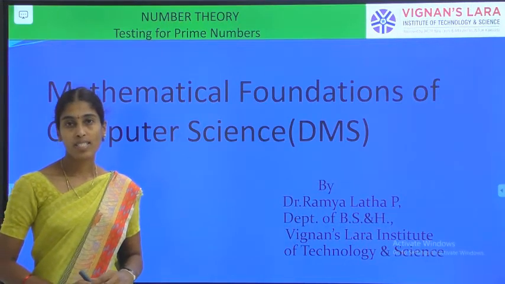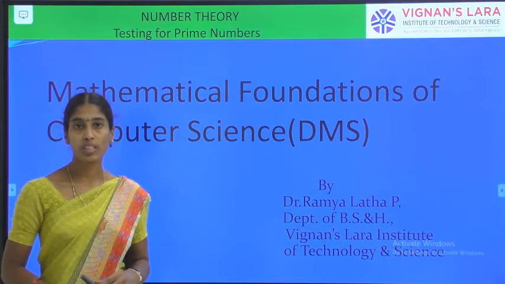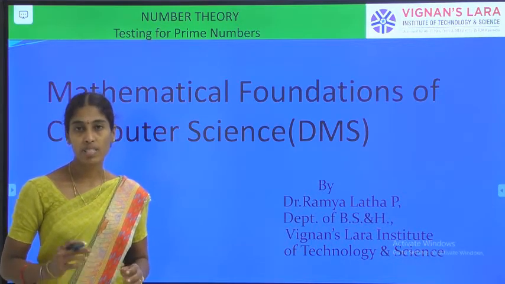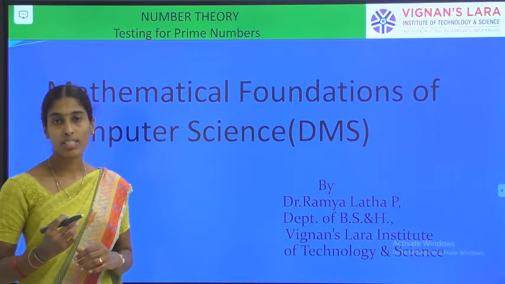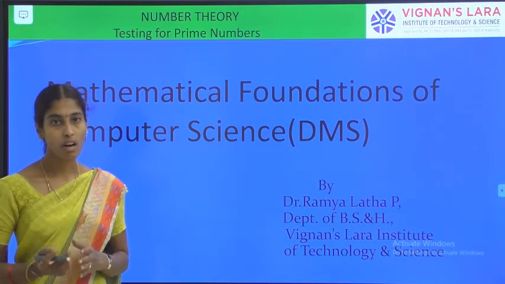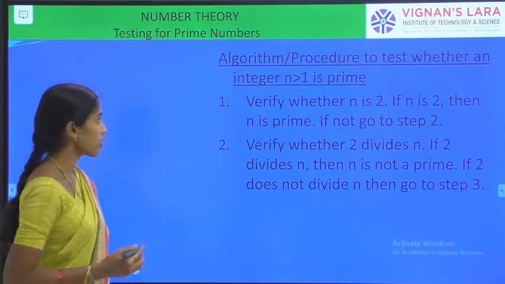Hello students, in the last class we discussed the algorithm for testing of prime numbers. Before that we saw the relation between GCD and LCM, which is that the product of GCD and LCM is equal to the product of those two numbers. Then we saw the algorithm for finding whether the given number is a prime number or not. Right, this is the algorithm.